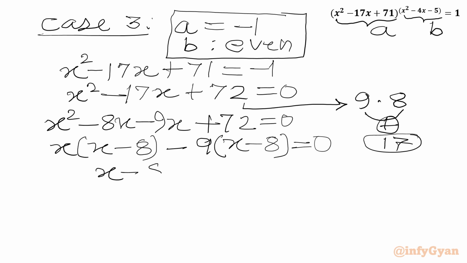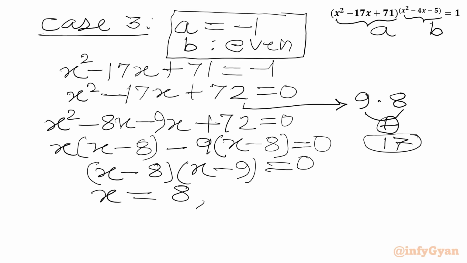Now x minus 8 is overall common. We will write x minus 8 times x minus 9 equal to 0. Once we apply the product 0 rule, we can write x equal to 8 and x equal to 9. This is from case number 3. Now we have to verify that on these points our power should be even numbered. So I am going to calculate b of 8 and b of 9. Both should be even if both solutions are to be accepted. So b of 8 first.